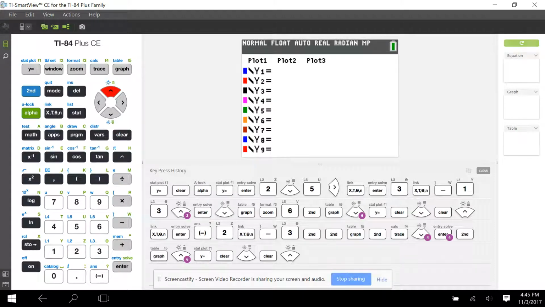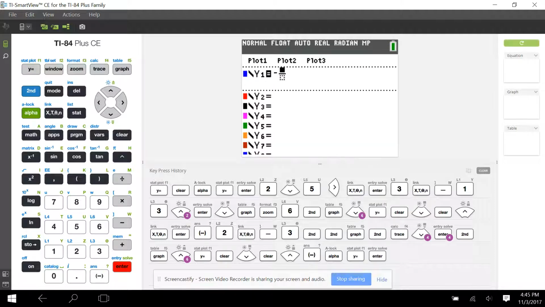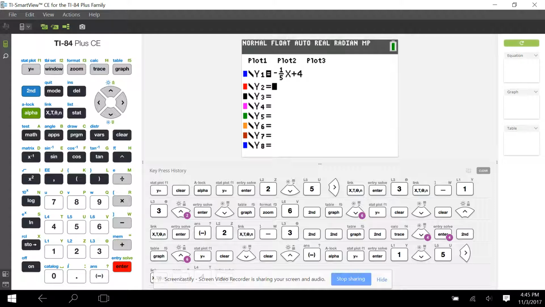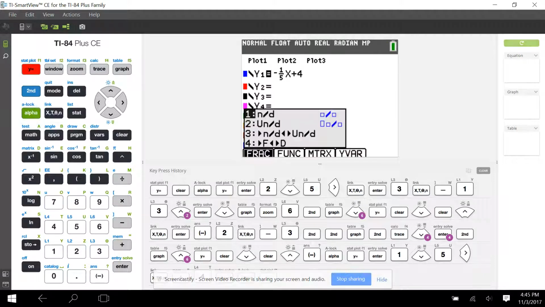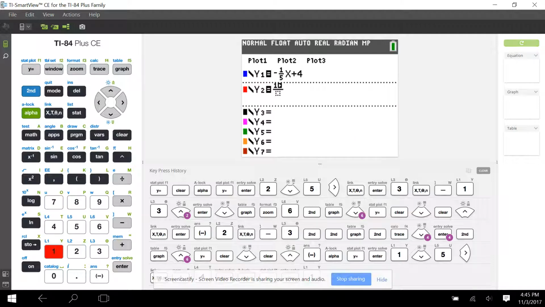Okay, so y1 is negative fraction, 1 over 5x plus 4. Our second equation is 1/2 x minus 3.